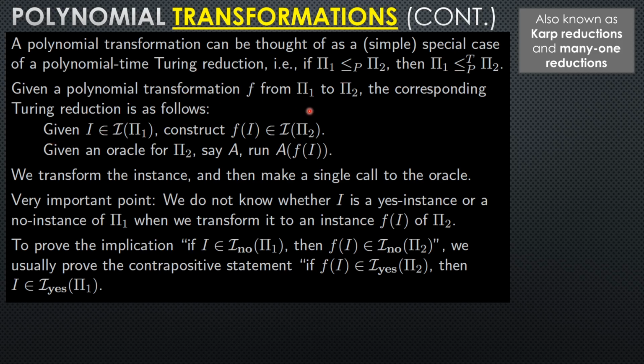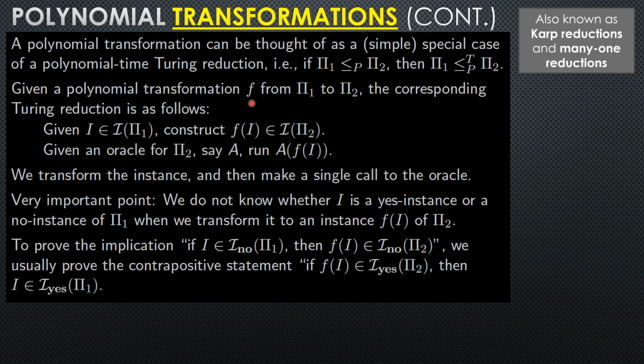Sorry, I've misspoken there. If you want to actually produce this polytime Turing reduction given a polynomial transformation, the polynomial transformation says that there exists this transformation function f that will map inputs of problem 1 to inputs of problem 2, satisfying those desirable properties. But of course, a polynomial time reduction from pi1 to pi2 has to solve pi1 using a solution to pi2. So how would you obtain such a reduction given this transformation function f?